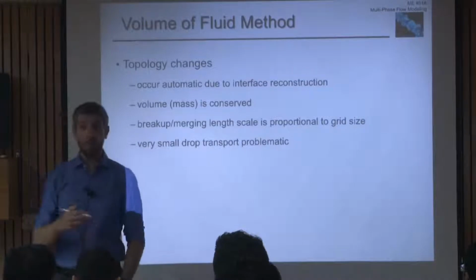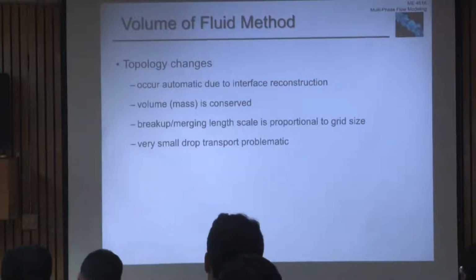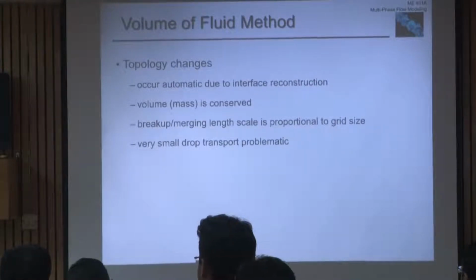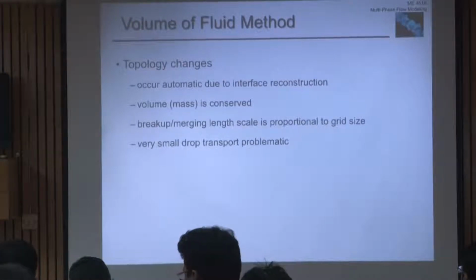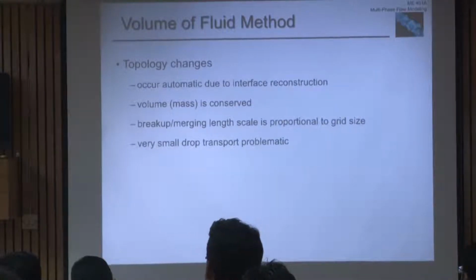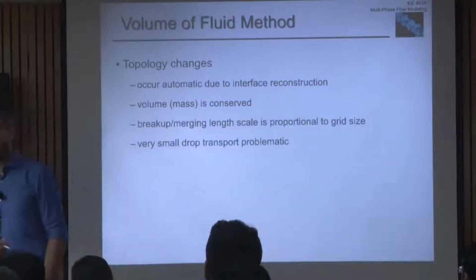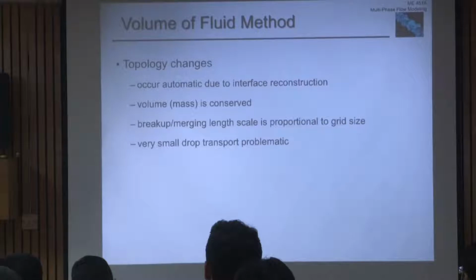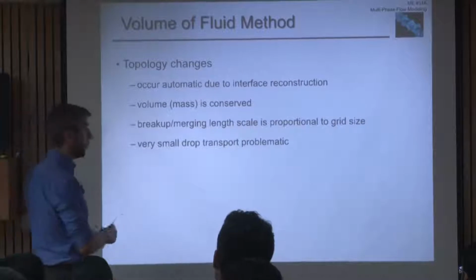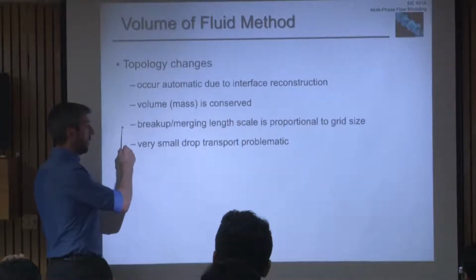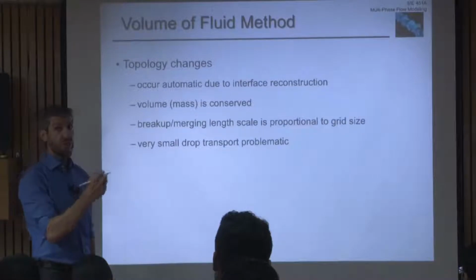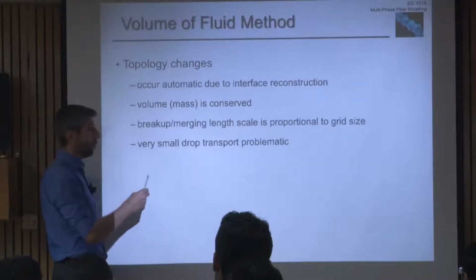If you have been able to derive a scheme that's exactly conservative for the psi quantity, then automatically the consequence is you conserve the liquid volume and the gas volume if the flow is incompressible, meaning the properties of the scheme are particularly good in terms of preserving the primary conservation property. Again, the scale of topology change is controlled by the grid size.